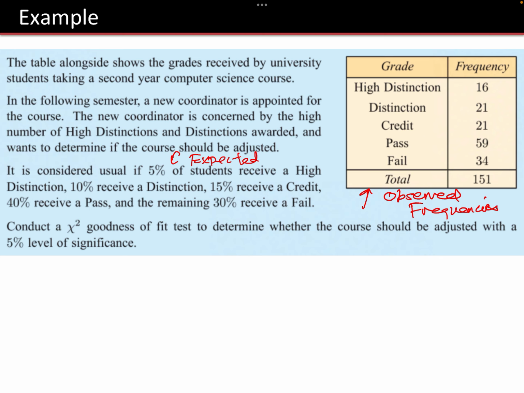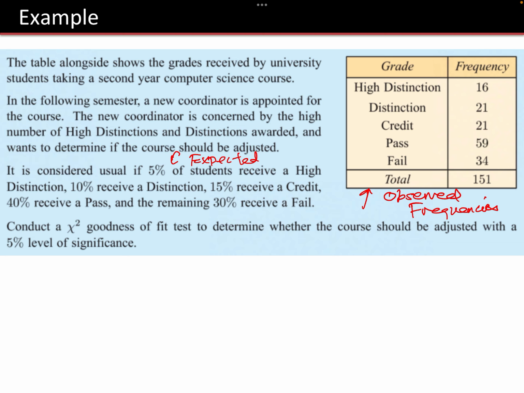So what we need to do now is a bit of a calculation, because we need to find out how many people are expected to get high distinction, how many people are expected to get distinction, and so on. But we're not given that data. We're only given it in terms of a percentage in this case.